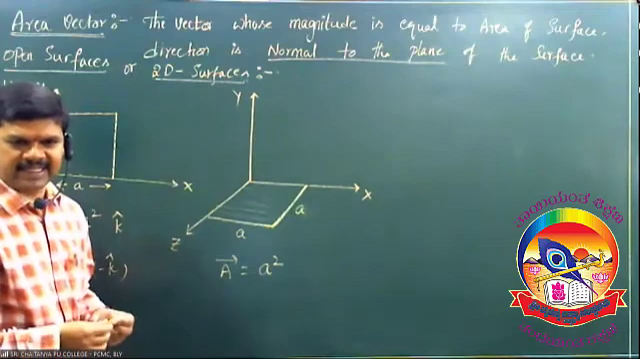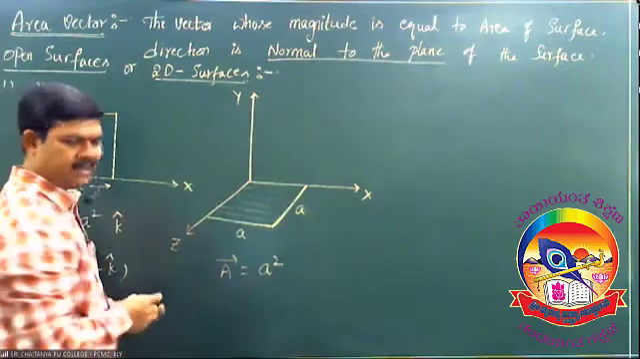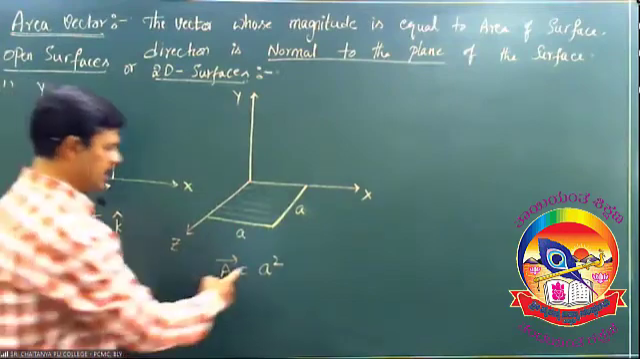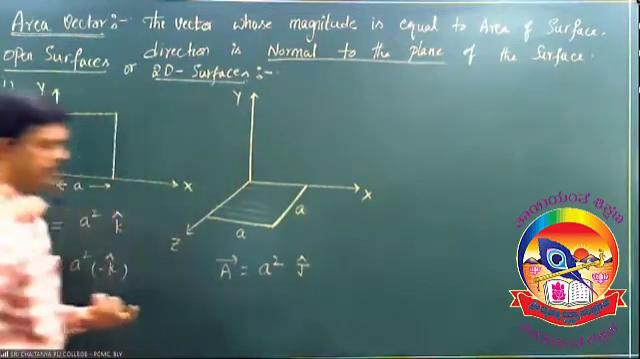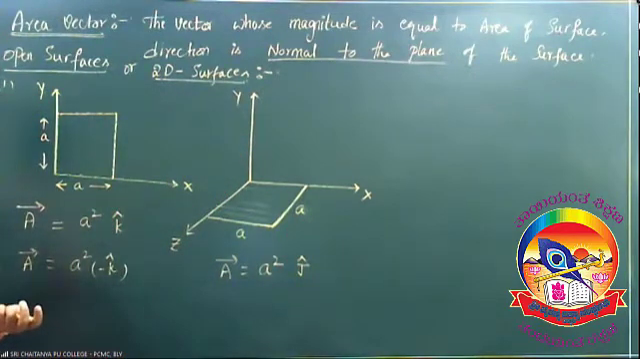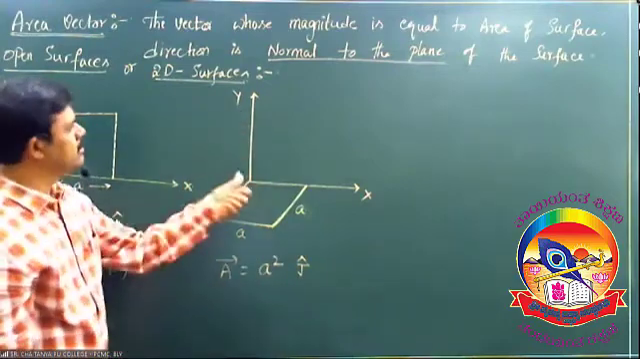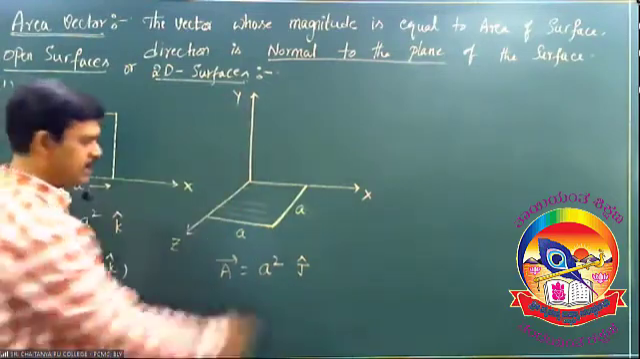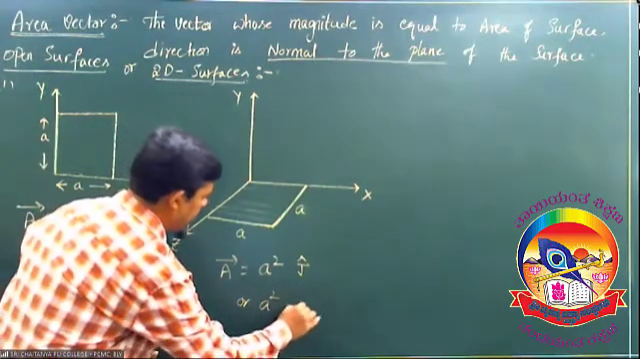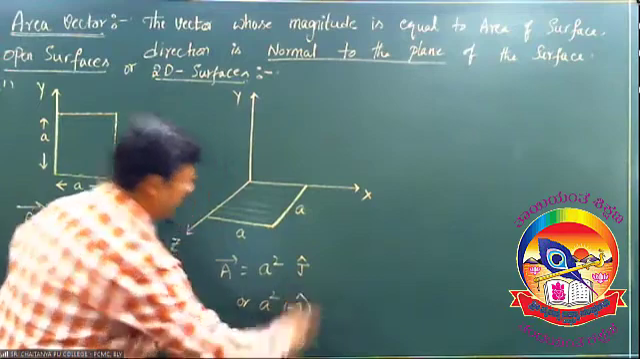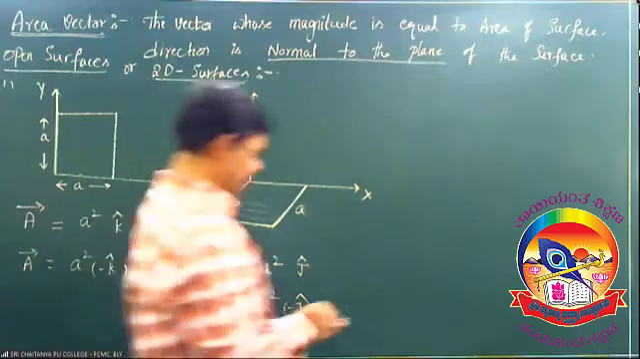If it is in the XZ plane, what is the normal? That normal is along the y-axis. So the area vector is A square J cap. Why J cap? Because the normal is along the y-axis. Or you can write A square minus J cap.